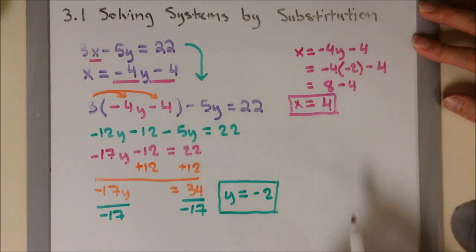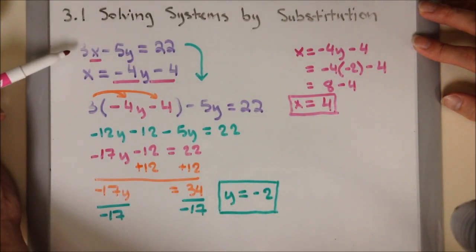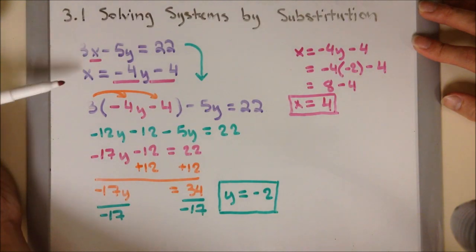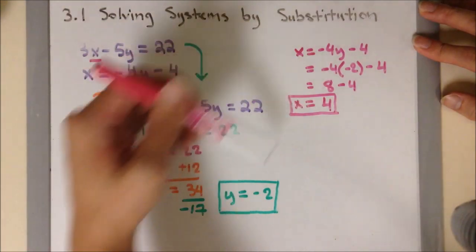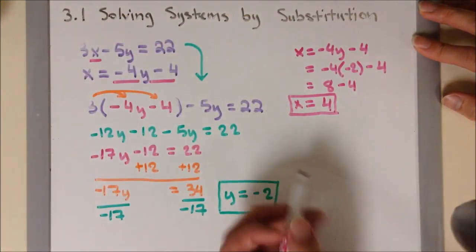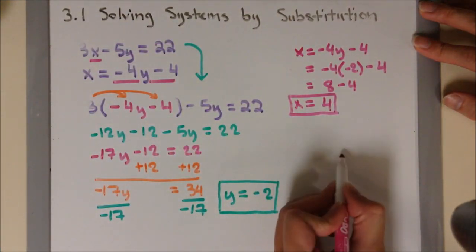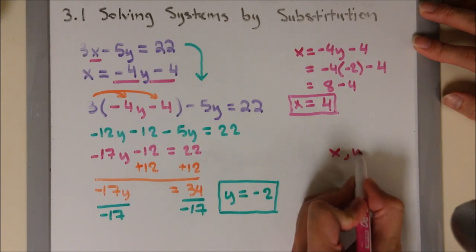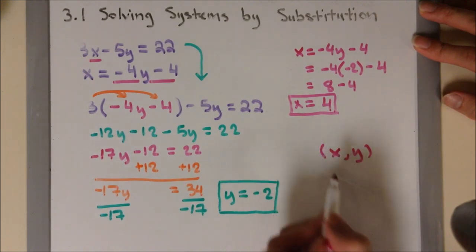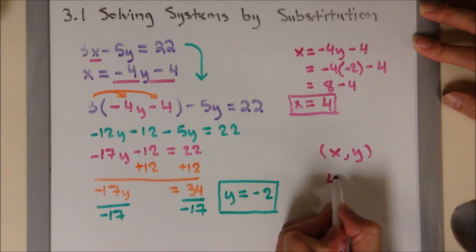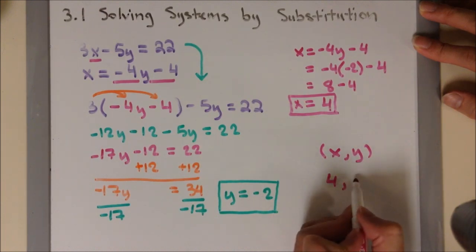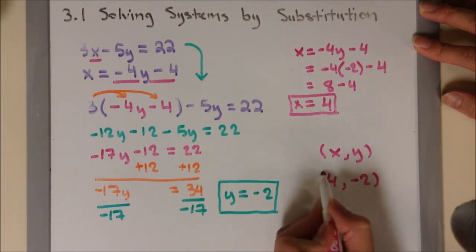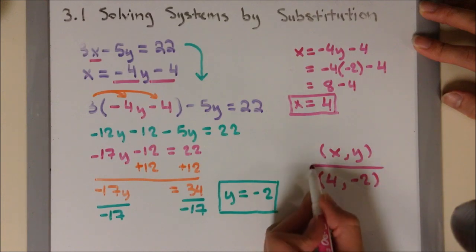And if you were to double check, simply plug in x and y in the first equation and see if it works, and then plug in the second equation and see if it works. If it works for both, that means these two are the solution. If you want to write it as one solution, write it as a coordinate point like this. So x first, which is 4, comma, y second, which is negative 2. Parenthesis, and then box it up.